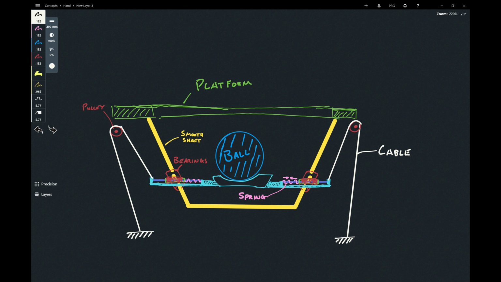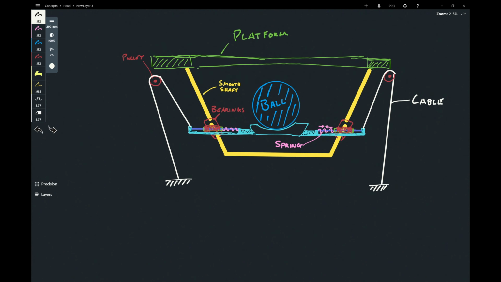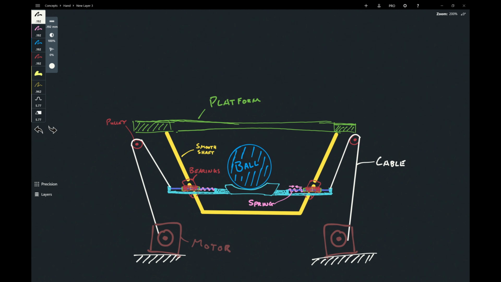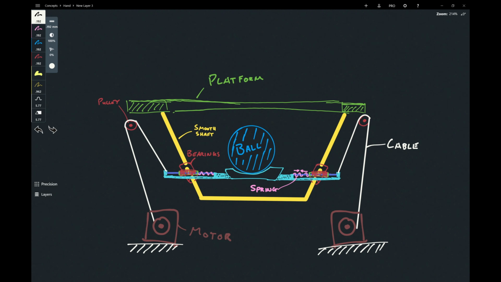The solution I've come up with is to, rather than attaching these cables to the ground like this, attach them to motors. What this will mean is that as the platform moves around at funky angles, these motors can twist and untwist to keep this length of cable the same on all sides. This may be a little bit overcomplicated, but it's the best solution I've come up with so far, and I can't see anything inherently wrong with it, so I'm going to see how this goes.